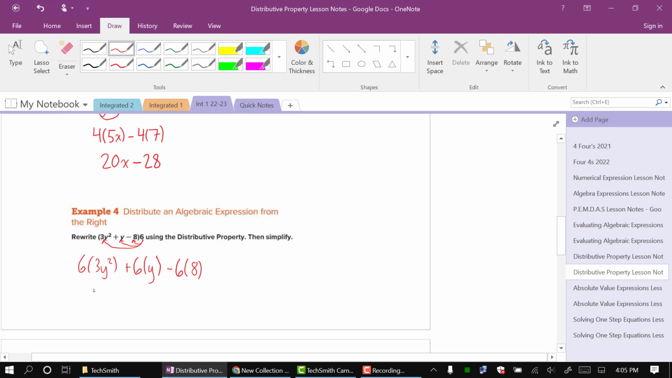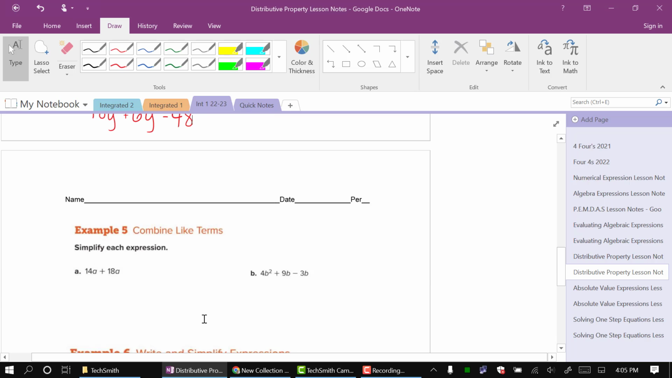6 times 3 is 18y squared. 6 times 1, as we said, is going to be 6y. And 6 times 8 is 48. So we have a y squared, we have a y, and then we have no variable. So these do not have like terms.